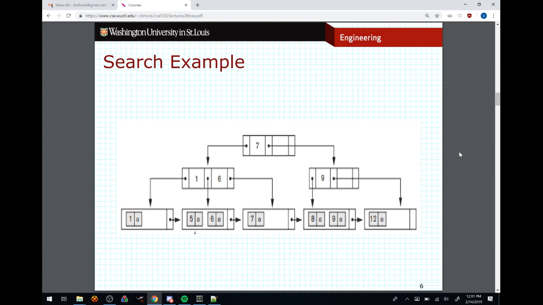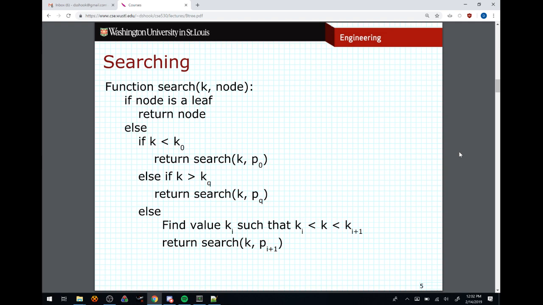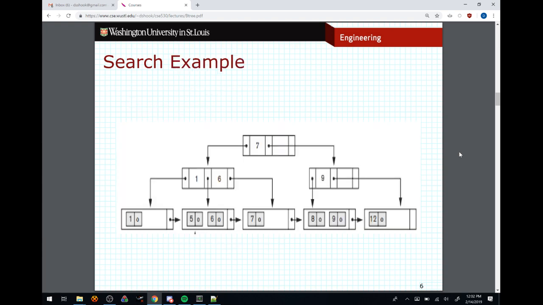Any questions before we take a look at insertion next? Yes. If K is larger than KQ, I think it means that K does not exist. It's not in this tree. I disagree. What if I'm looking for 12? KQ is just the last search key. 12 is greater than the last search key, which is 7. It's just telling me to go right. 12 is greater than 9, which is the last search key. It's just telling me to go right.